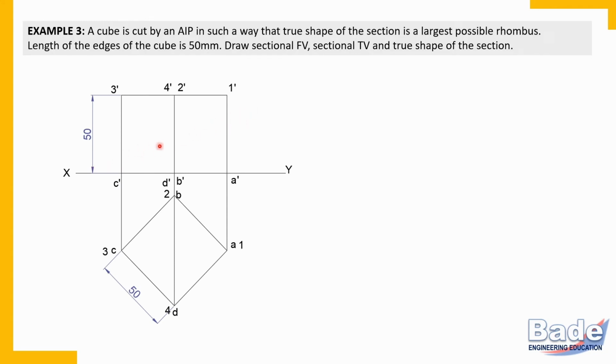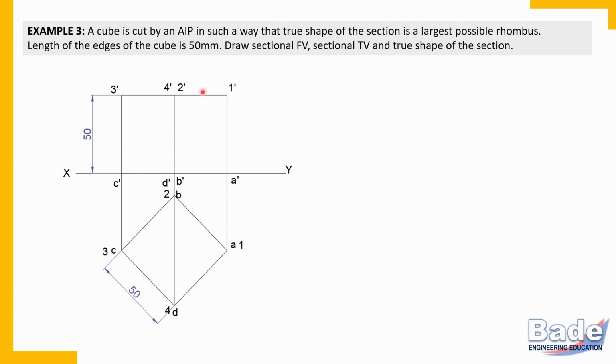you will get a rhombus. Now, if you go on increasing the inclination of that cutting plane, the length of the longer diagonal will go on increasing. So the largest possible rhombus is when the cutting plane line passes through corners C and 1. If you still increase the inclination of the cutting plane, then you will get a regular hexagon.